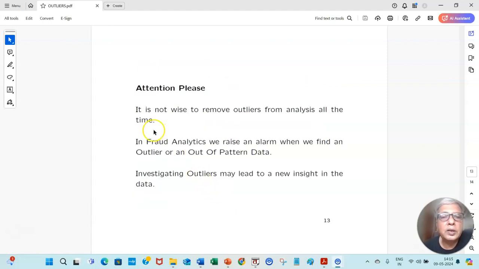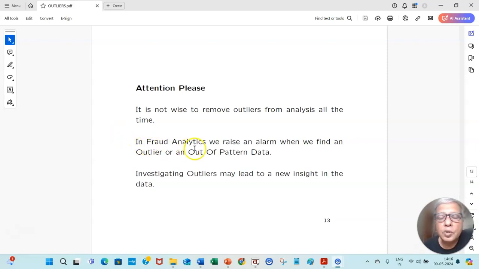Finally, a bit of attention. It is not wise to remove outliers from analysis all the time. We expect the presence of outliers that could be caused by various sources of variation, including measurement error, existence of a mixture distribution, etc.